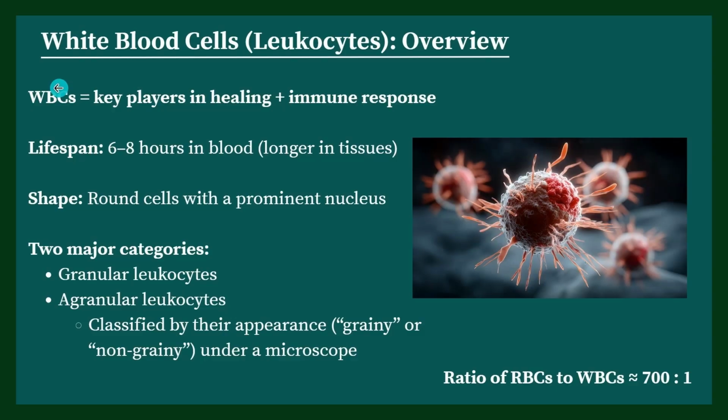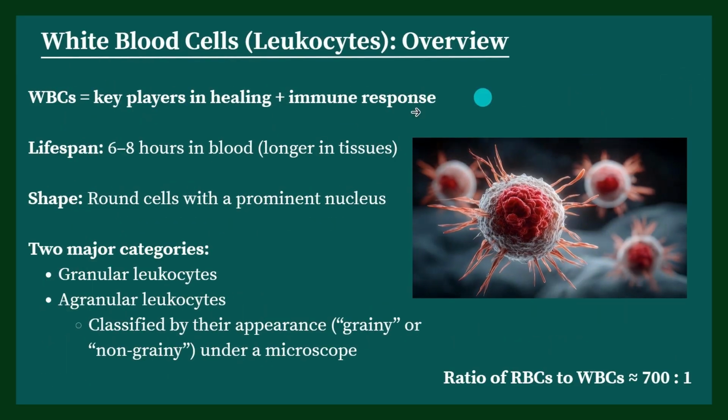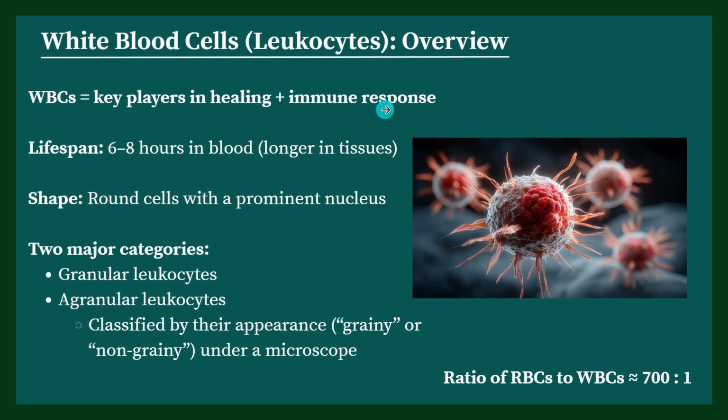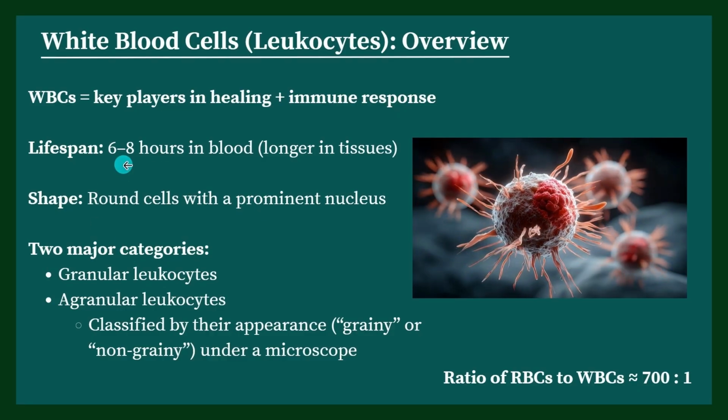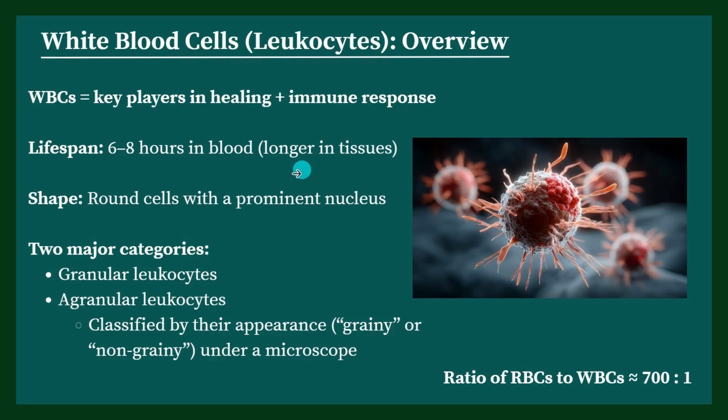In that page here, erythrocytes: eryth means red, and cytes means cells. Okay, so white blood cells are key players in healing and their immune response. They only live 6 to 8 hours in the blood, but if they can get into tissues, they'll last a lot longer. They are round with a prominent nucleus.